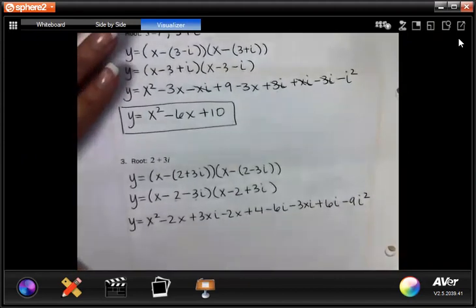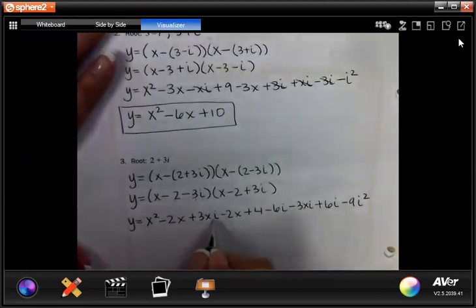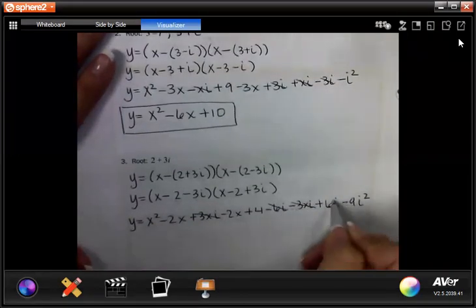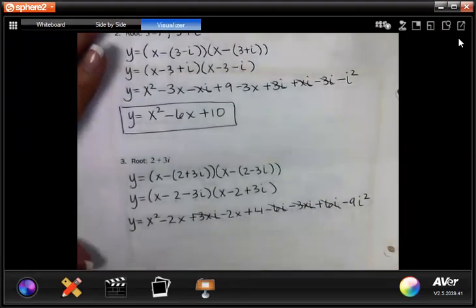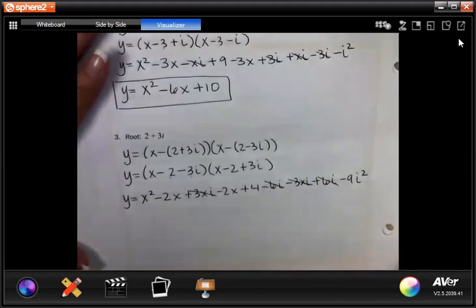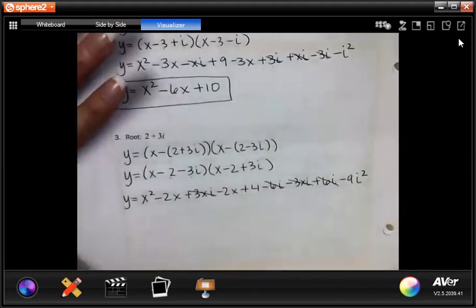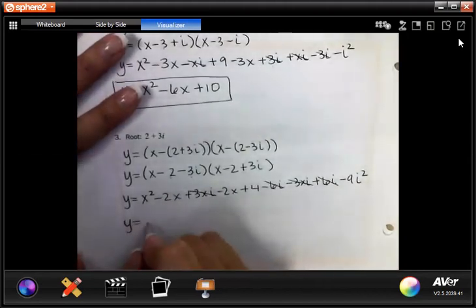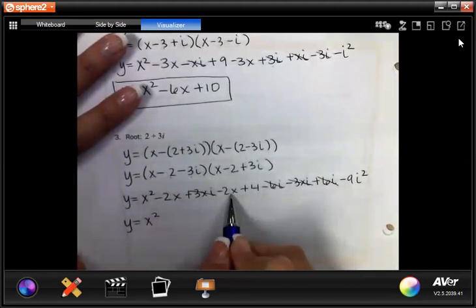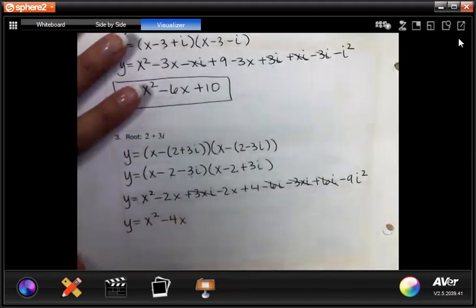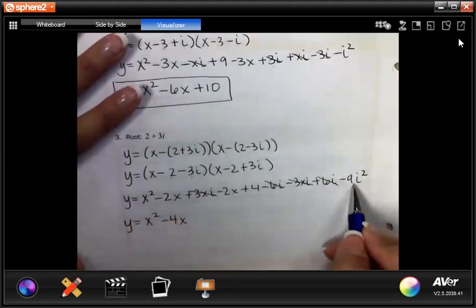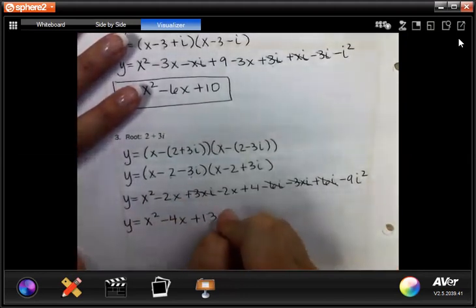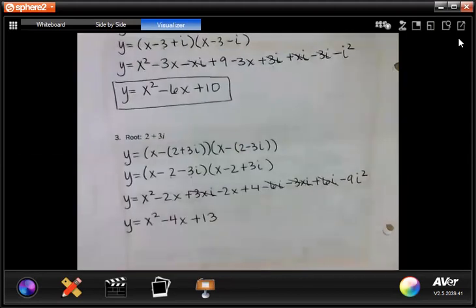Once you have those all written out, it's time to start canceling the stuff that's going to cancel. We've got a 3xi and a negative 3xi. We have a negative 6i and a positive 6i. And if the stuff doesn't cancel, you're going to want to think through that to make sure that you've done it correctly, because you should never have an i in your final statement. Now we start combining our like terms. The negative 2x and the negative 2x give us a negative 4x. And then we've got 4 plus 9, because that i squared is negative 1, which is 13. There's our final equation.